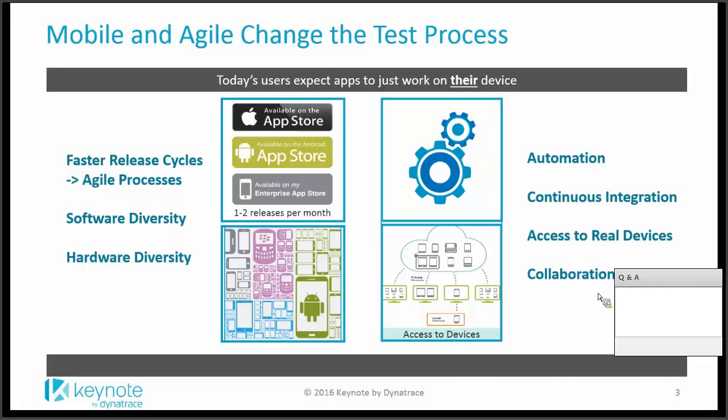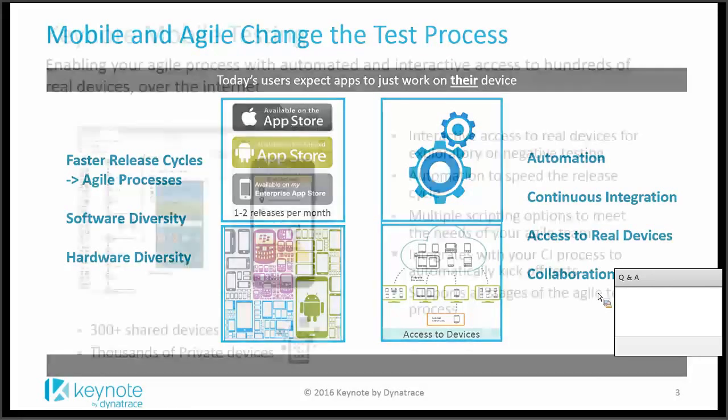Another important piece is access to real devices. Because these are mobile apps, mobile products, it's really important to be able to test on the platforms that your customers are using. And then lastly, collaboration is more important with Agile as well. So these things are really important, and we're going to talk about all of them in a lot more detail as we go.